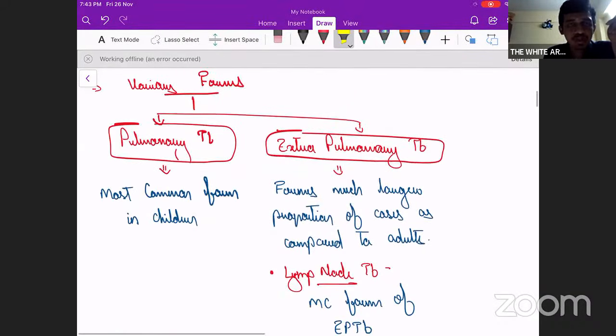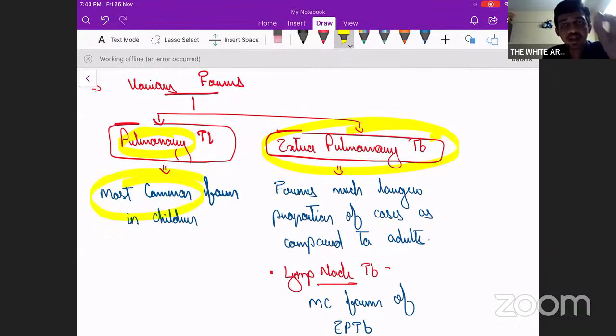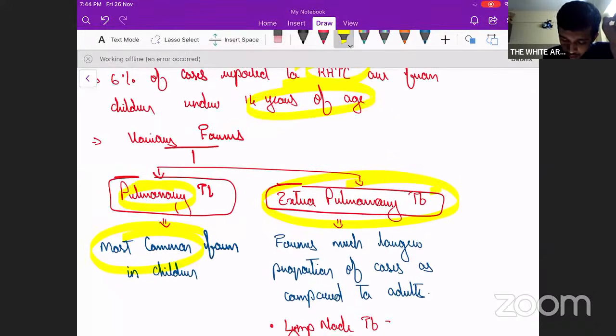Various forms of tuberculosis: in basic terms, we can divide it into pulmonary tuberculosis and extrapulmonary tuberculosis, correct? Pulmonary tuberculosis is the most common form in children. One more reason contributing to difficulty in diagnosis is that pulmonary TB can be easily diagnosed, correct? But extrapulmonary TB is difficult to diagnose, and there is more incidence of extrapulmonary TB in children as compared to adults, correct? It forms a much larger proportion of cases compared to adults.